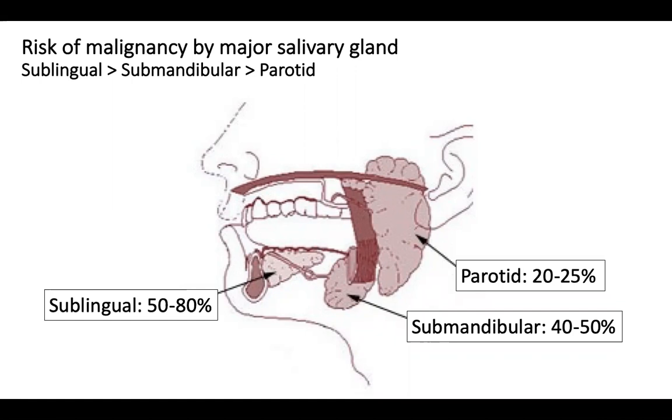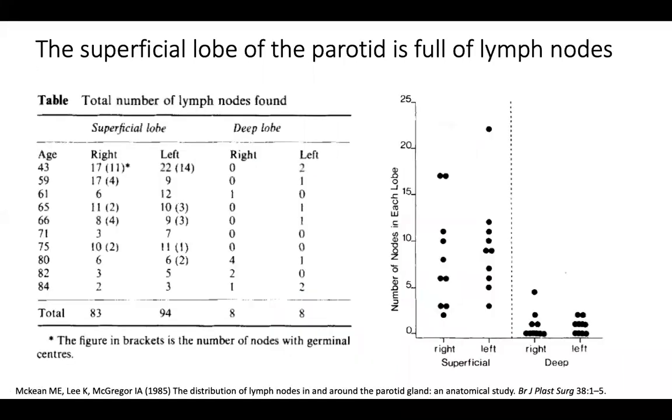So for neoplastic lesions, as we move from the parotid gland medially, you get increased risk of malignancy. So for parotid gland, only about 20 to 25% of these lesions are going to be malignant. Submandibular, it gets up to about half of them. And then in the sublingual, the majority of these lesions will be malignant. So just knowing where the lesion is coming from gives you a better idea about what to expect.